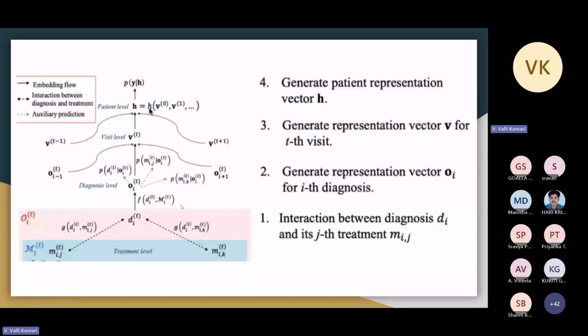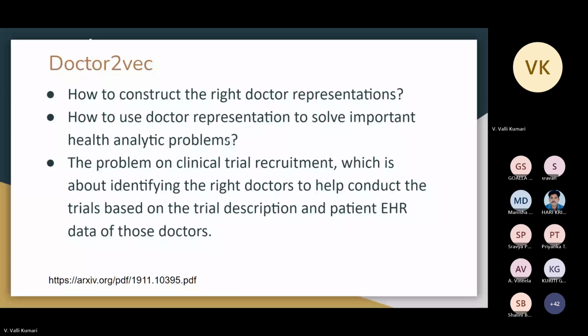Then another interesting representation is Doctor2Vec. This is again a very interesting paper, as you can see. What does it do? How do you construct the right doctor representations, and how to use that doctor representation to solve important problems?